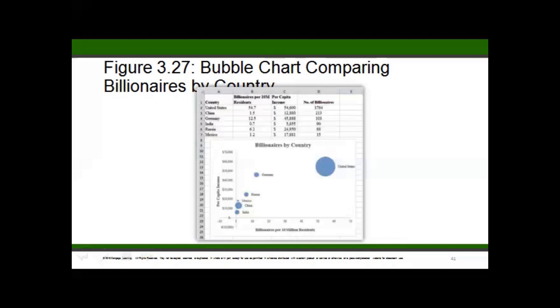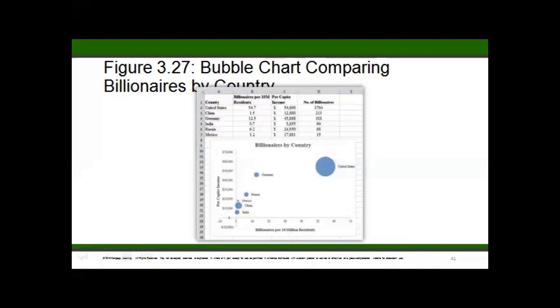Step 9, click Add Chart Element in the Chart Layouts group. Choose Data Labels from the drop-down menu. Click More Data Label Options. Step 10, click the Label Options icon. Under Label Options, select Value from Cells and click the Select Range button.